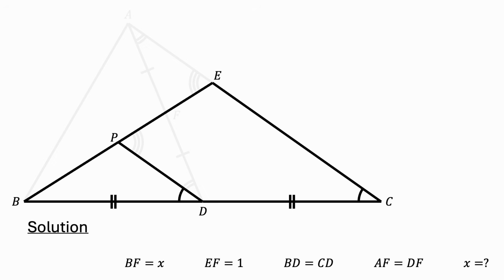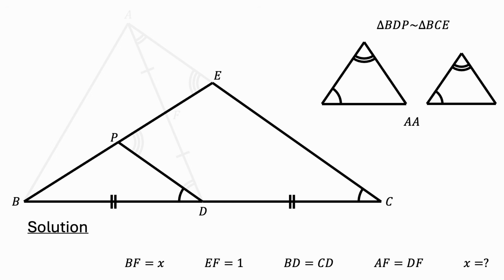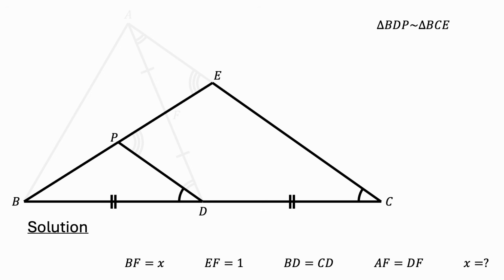Next, consider triangle BDP and triangle BCE. We claim that triangle BDP is similar to triangle BCE. Since angle BDP equals angle BCE, and this angle is common to both triangles, the two triangles are similar by AA. Since corresponding sides in similar triangles are proportional, we have DP over CE equals BD over BC.